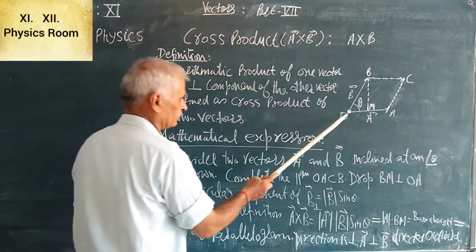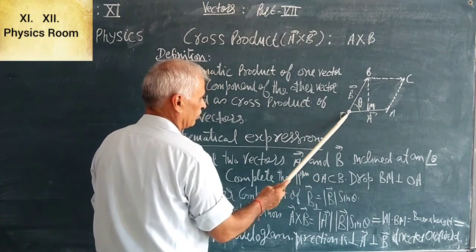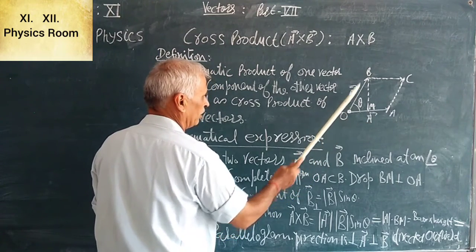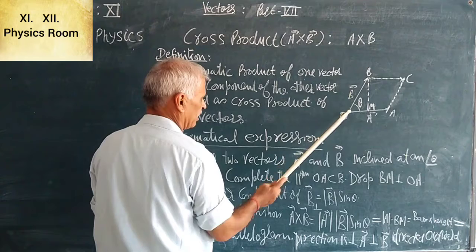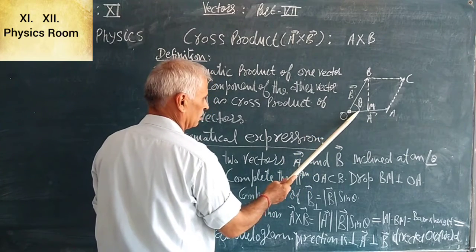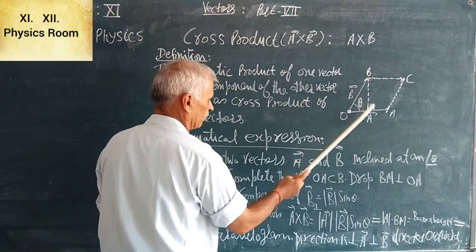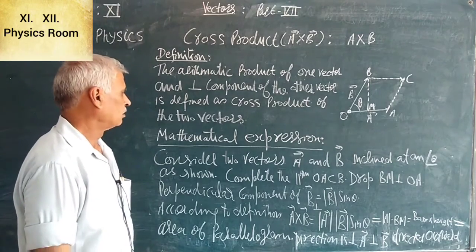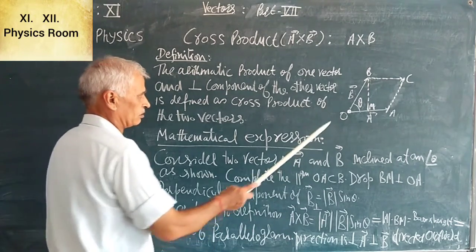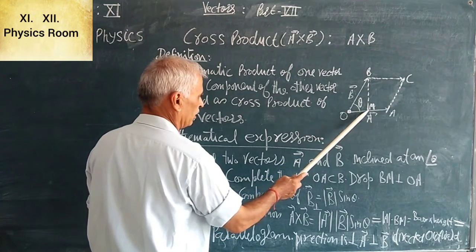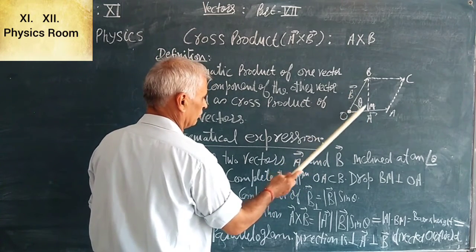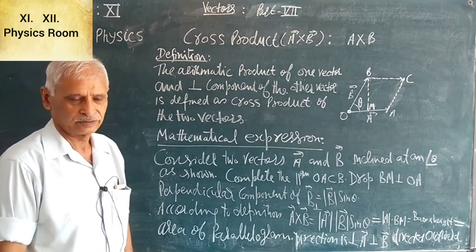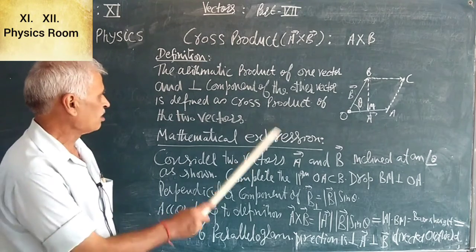Now you see here, this is vector OA, this is vector OB. OA is represented by vector A and OB is represented by vector B. They are inclined at an angle theta with each other. And BM is perpendicular to OA. So these are the two vectors, and we have to find their cross product. So this is the definition.